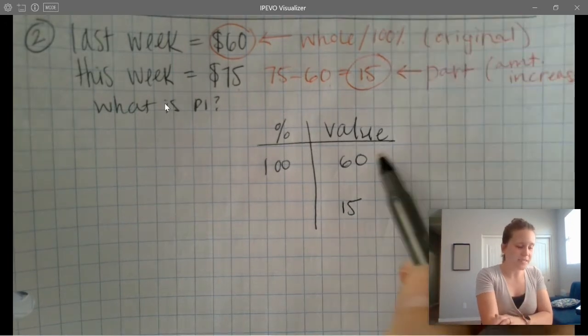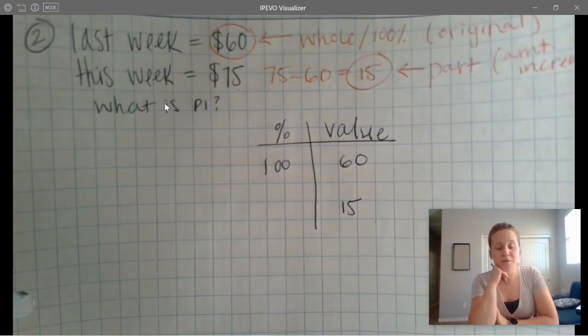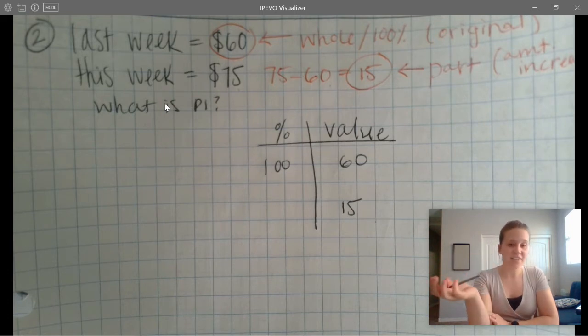Do you know how to get from 60 to 15 using multiplication or division? Yes, you can divide by 4. Remember, an hour has 60 minutes, and 15 minutes is a quarter of an hour. There's 4 groups of 15 in 60.